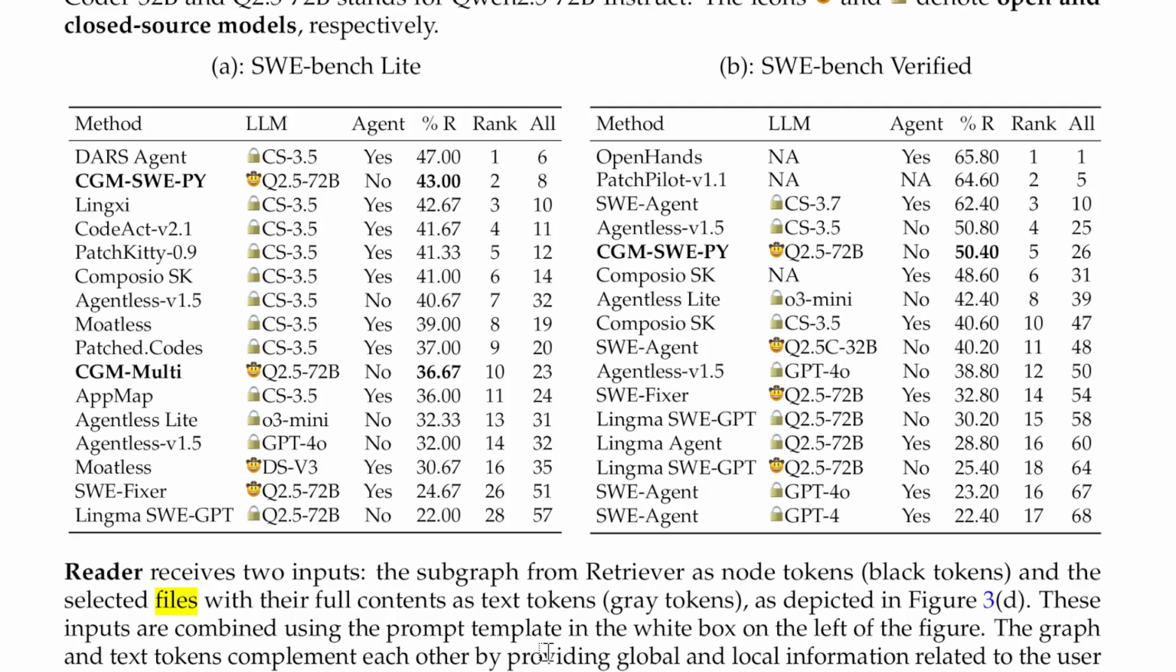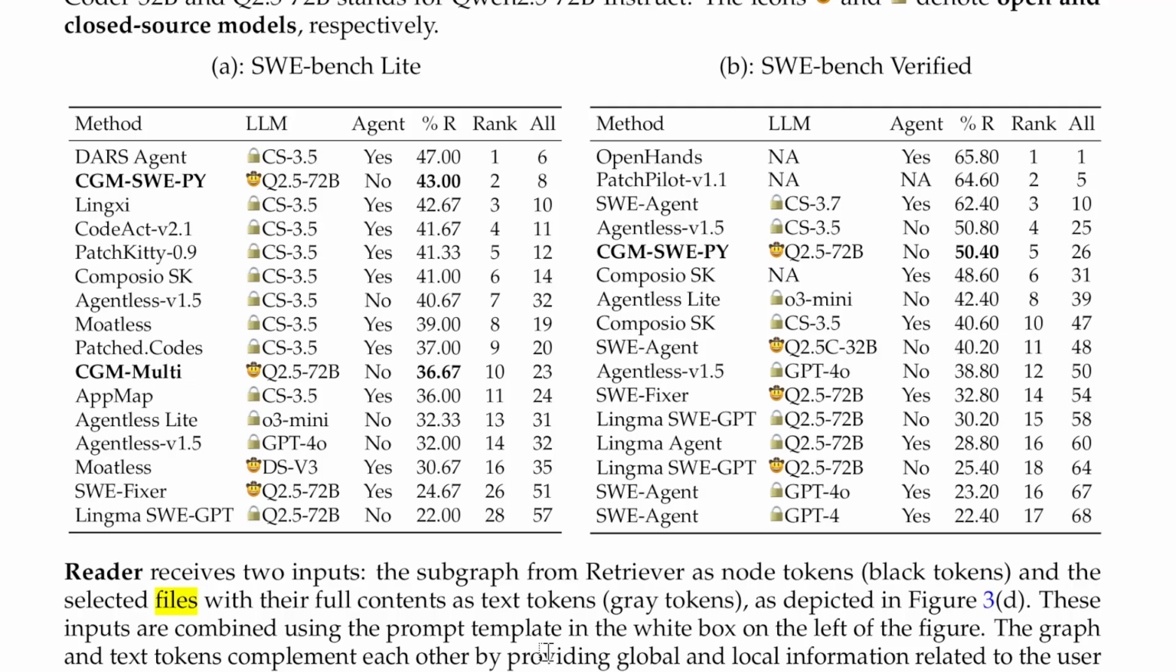And on the larger, more challenging SWE-bench Verified dataset, CGM SWE-PY also took the top spot among open weight models with a 50.4 percent resolution rate. And for Java, their CGM multimodel achieved 14.29% on SWE-bench Java Verified, clearly outclassing systems like SWE-agent in that domain. Those are really compelling numbers for fixing bugs.